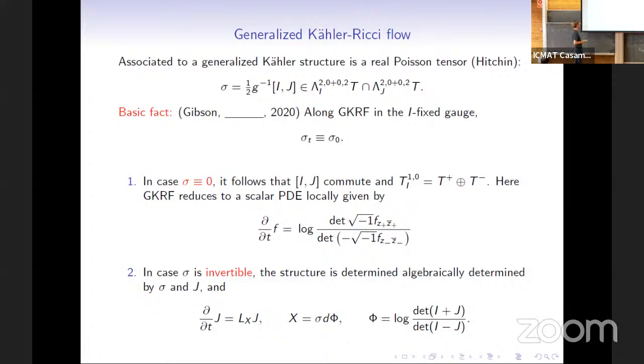So dJ/dt is L_X J, where X is a Hamiltonian vector field or a Poisson vector field. So sigma d phi, where phi again has this kind of non-convex structure. So phi is log of determinant (I plus J) divided by determinant (I minus J). So the non-degeneracy hypothesis is precisely that both of those endomorphisms are invertible.